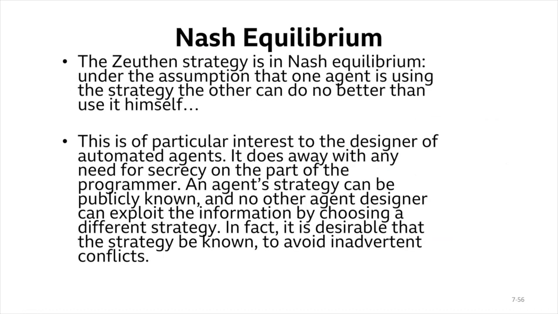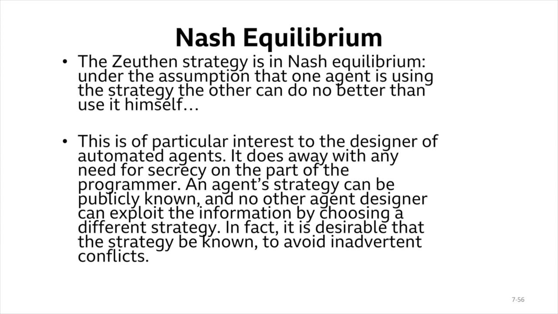Now, here's a nice thing about the Zeuthen strategy. When we gave our list of desirable properties of multi-agent protocols, we said that one of the properties that we wanted is something that we called stability. What stability means is that no agent has any incentive to cheat. The way that we capture this is by using a concept called Nash equilibrium. Nash equilibrium is a concept from game theory, and what it says is that neither agent has any incentive to deviate, to do anything else.